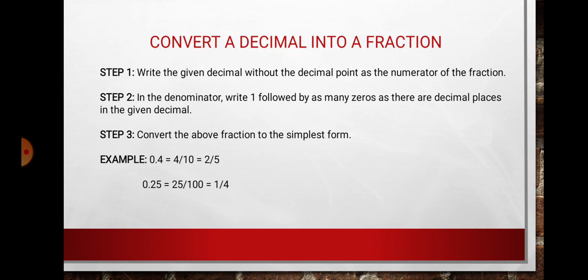How many digits are there in the decimal part? 2. Then write 2 zeros. So 25 by 100. So 25 by 100 is not in the simplest form. The simplest form of it is 1 by 4.